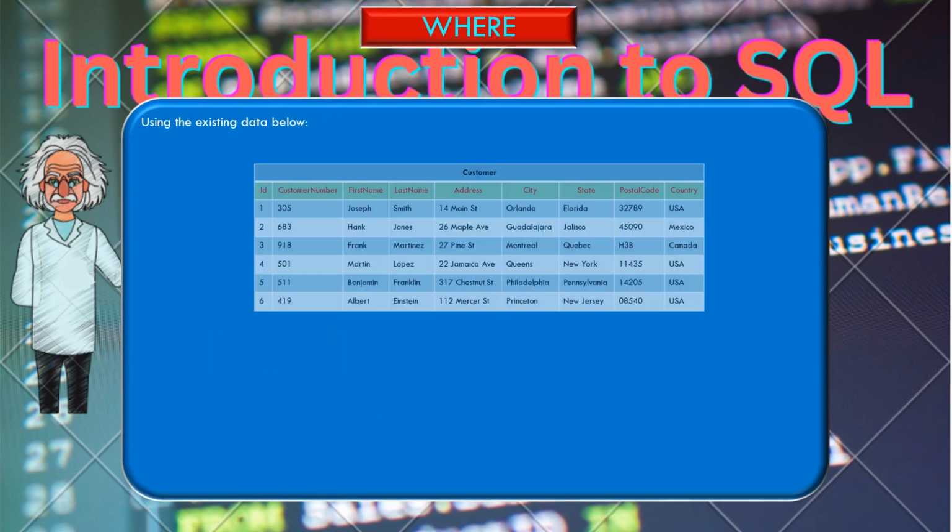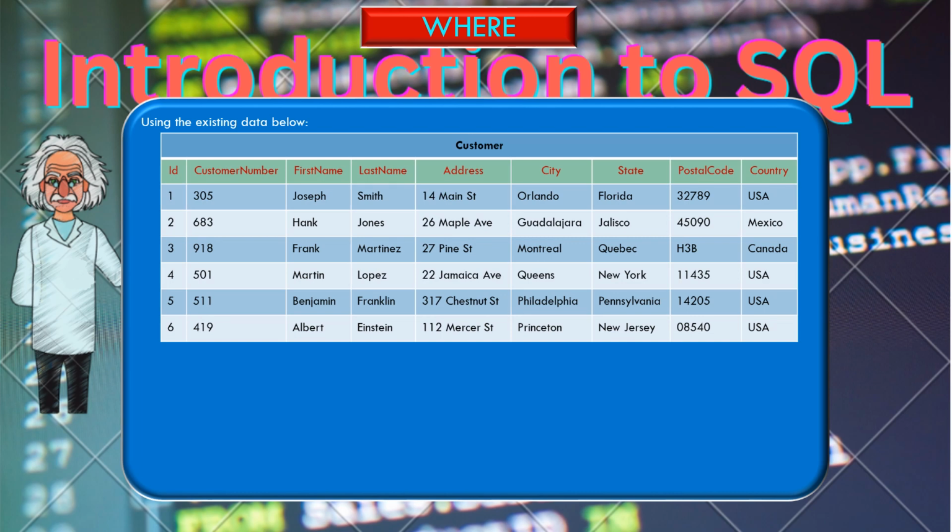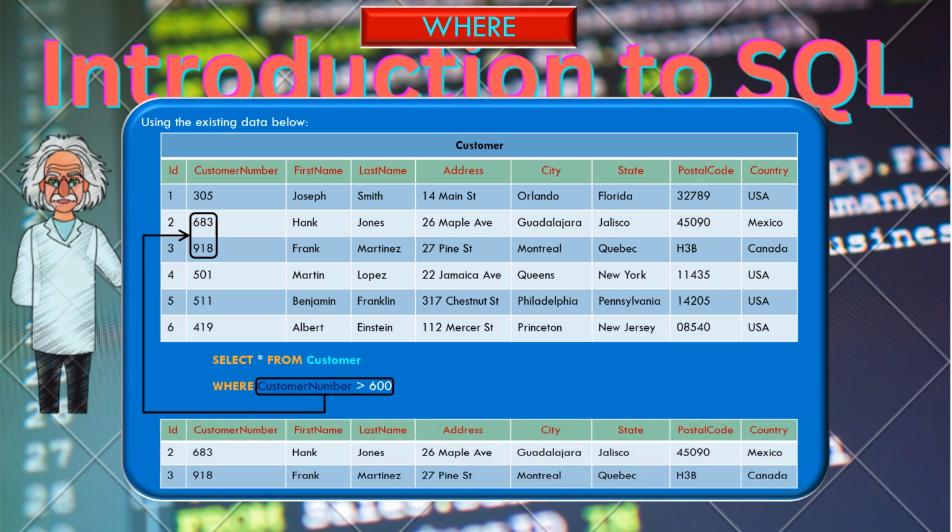Let's take a look at an example using the SQL where clause. Using the existing data below from the customer table, we're going to select all columns from the customer table where customer number is greater than 600. To do this, we will use the following SQL statement. Here we can see that only 2 records satisfy this condition, and the results are shown below.